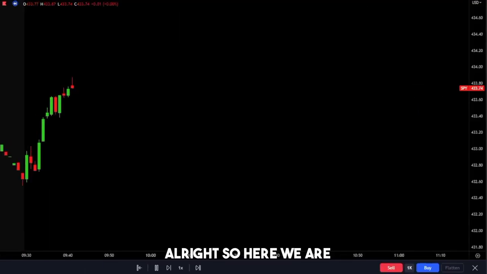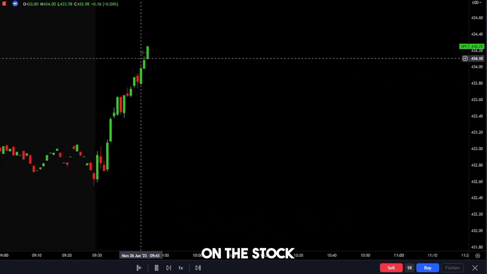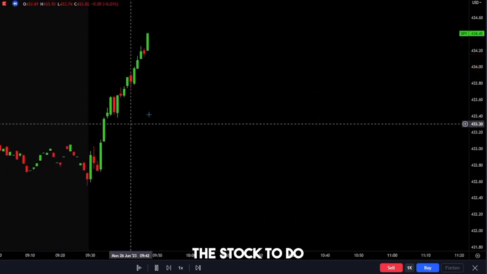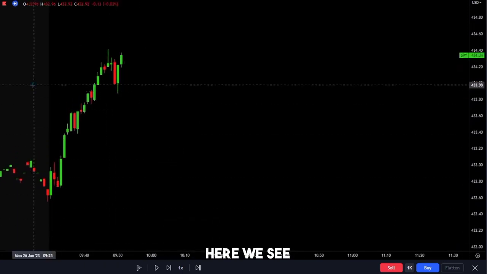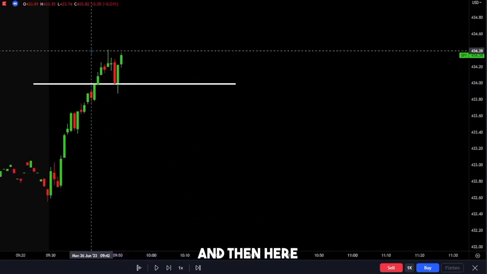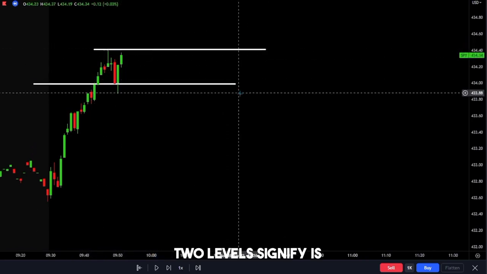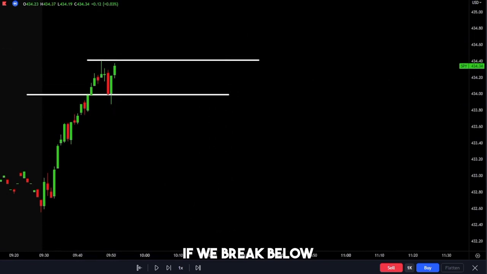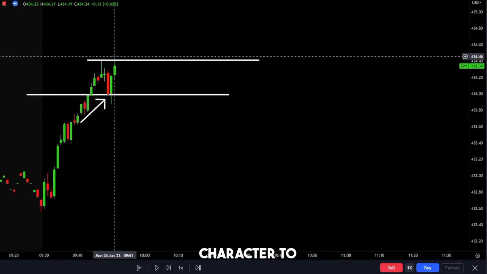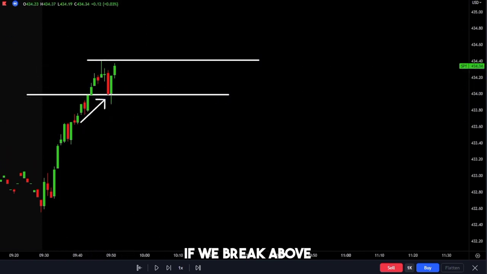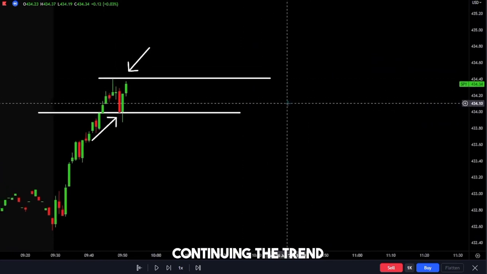All right, so here we are on our first example on SPY, and here we can see a clear uptrend so far on the stock. What we want the stock to do is show us a new higher low being put in. In this example, we see that higher low being put in right here. And here is the previous high that we have on the stock. Now, what these two levels signify is if we break below this higher low, this might be a change of character to the downside on the stock. If we break above this previous high, this is a break of structure continuing the trend of the stock.